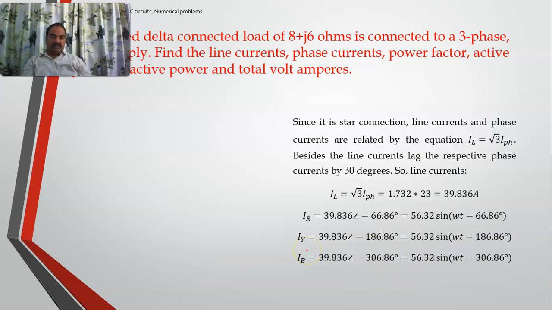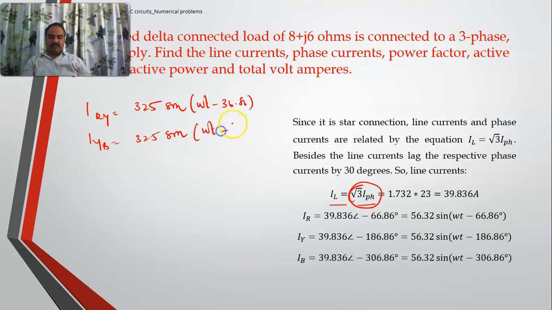Now if I want line currents, what should I do? I should multiply it with root 3 I phase, because in delta, my line current is root 3 times the phase current in magnitude. Angle, it must be lagging by 30 degrees. So what are the angles now? See here. Earlier, my RY was 325 sin omega t minus 36.86. What was my YB? It was 325 sin omega t minus 156.86. What was my BR?